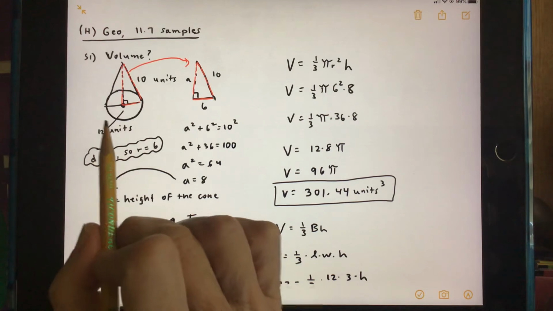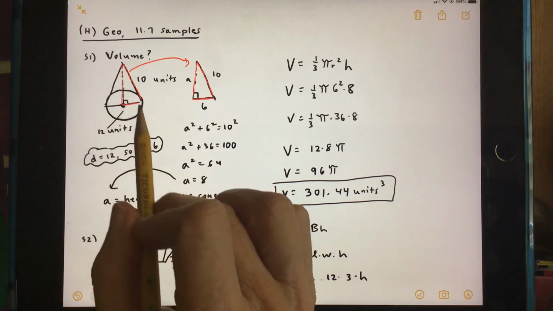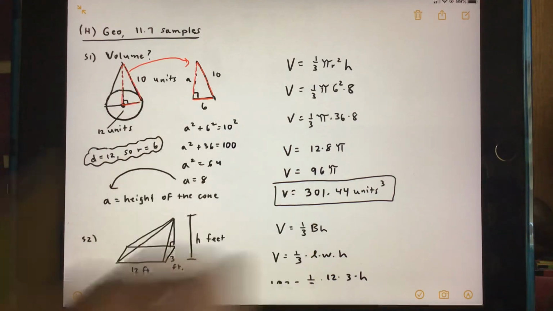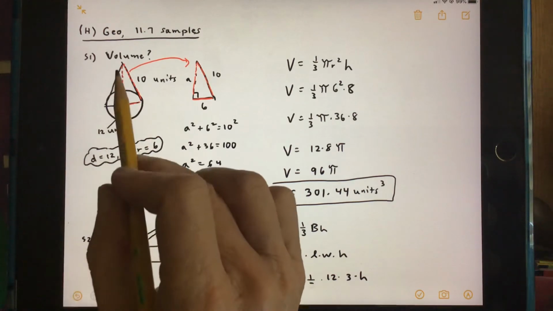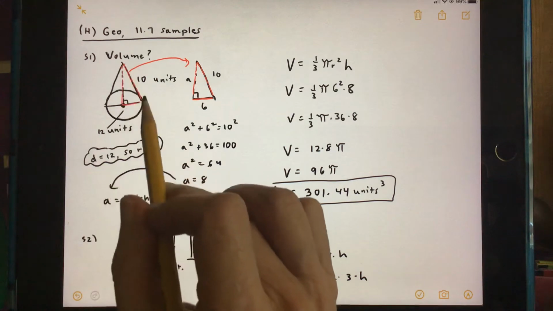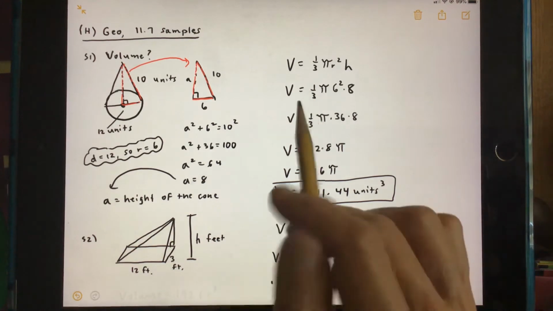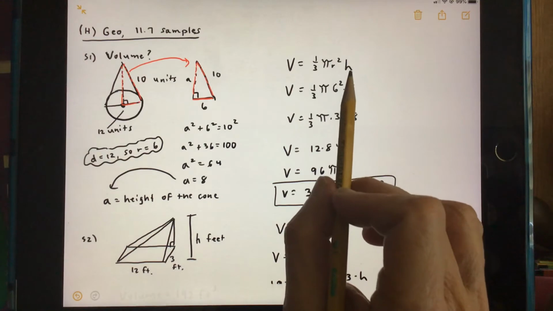We are given the diameter of the cone, 12 units. We're given this side length here of our cone. This side length here is 10 units. I like to call this the zipper length. That's different from the tent pole height. This is our h. And this is actually our slant height, so we have to figure out the actual height of this cone so that we can use the formula volume equals 1/3 pi r squared h. We're going to need to know that h.